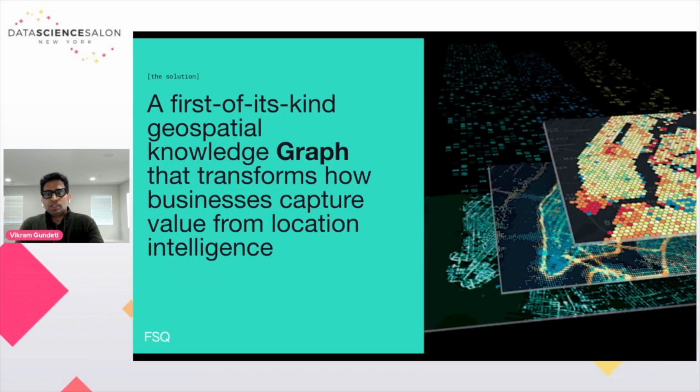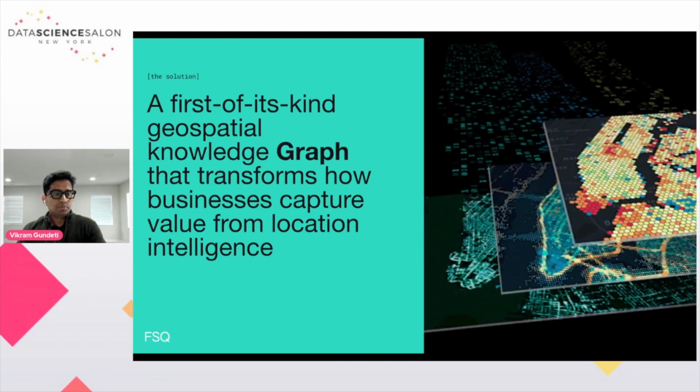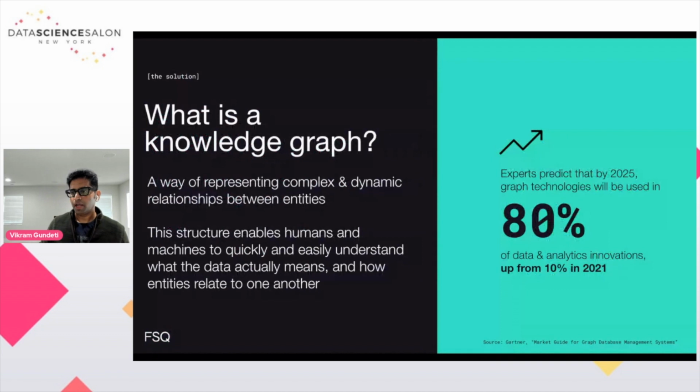So, recognizing these challenges, we identified and seized this opportunity to build a first-of-its-kind geospatial knowledge graph, with the objective of bringing down the time to value for our customers. Let me talk a bit about what a knowledge graph is. A knowledge graph is a semantic network of real world entities and their relationships represented as a graph. The graph structure lends itself to both humans and machines to quickly and easily understand what the data actually means and how the entities relate to one another.